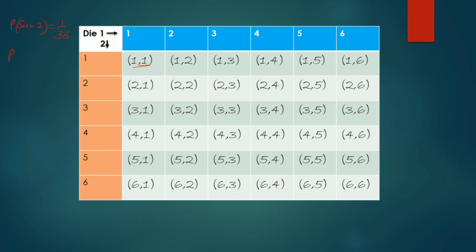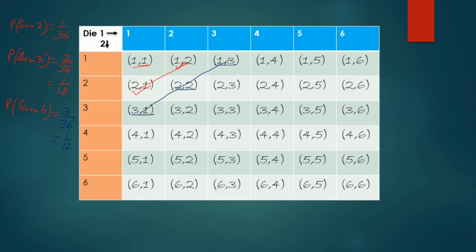Next was sum as 3. Now see, 1 plus 2 is 3, 2 plus 1 is 3. So favorable outcomes are 2. So the probability of getting sum 3 is 2 by 36. On simplifying we can write it as 1 by 18. Now next was sum 4. 1 plus 3 is 4, 2 plus 2 is 4, 3 plus 1 is 4. So we have 3 possible outcomes. So 3 by 36 will make 1 by 12.